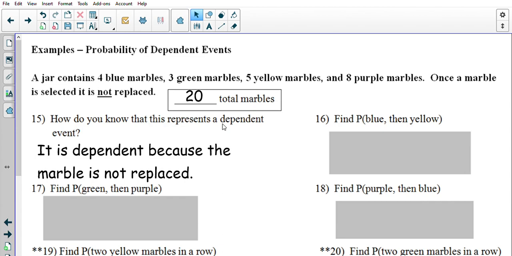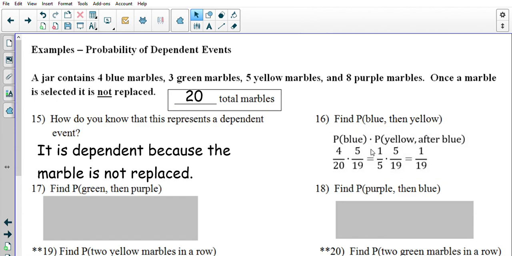Number 16, find the probability of blue, then yellow. So here's the deal. Now, I wrote this out in words again. You don't need to do this. But first things first, let's find the probability of selecting a blue marble. That's 4/20ths. But now the probability of yellow, this is following blue. You can say yellow after blue, yellow following blue, whatever. But the probability of selecting a yellow after choosing the blue, we have 5 yellow, but we only have 19 marbles left.